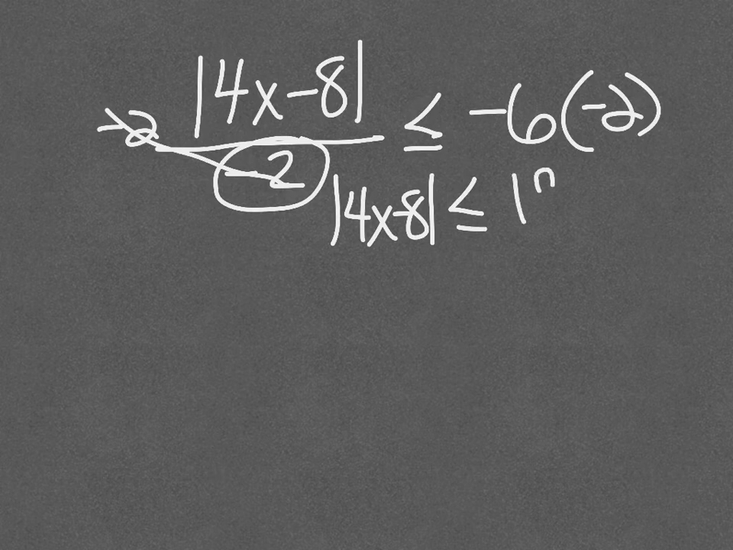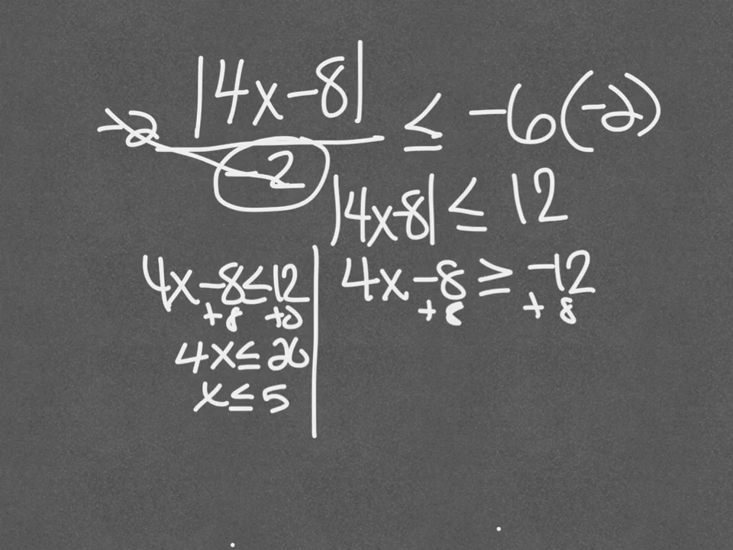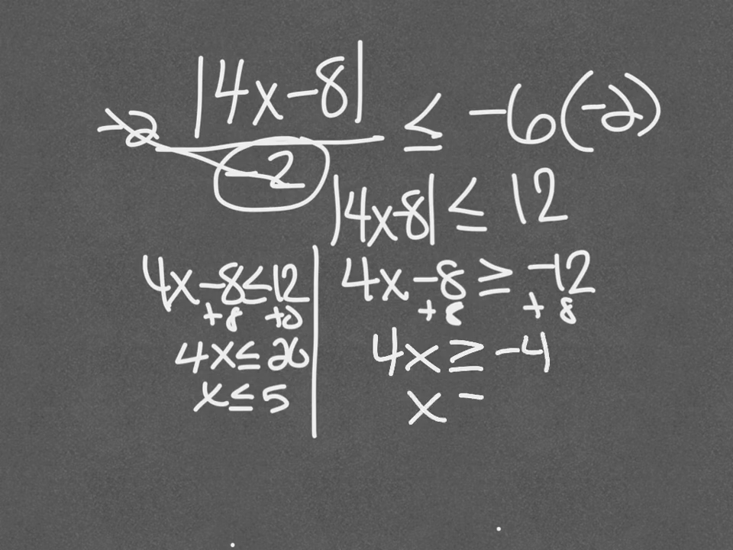is positive 12. Okay, so the yard's clean and it's not a negative, so we can go ahead and do the split. So we have 4x is less than or equal to 20, x is less than or equal to 5. So this would be 4x is greater than or equal to negative 12 plus 8, which is negative 4. So x is greater than or equal to negative 1.